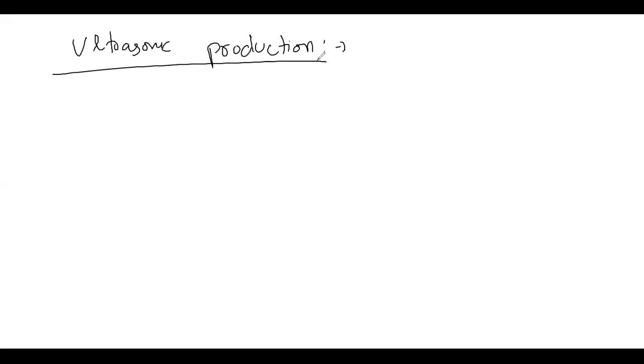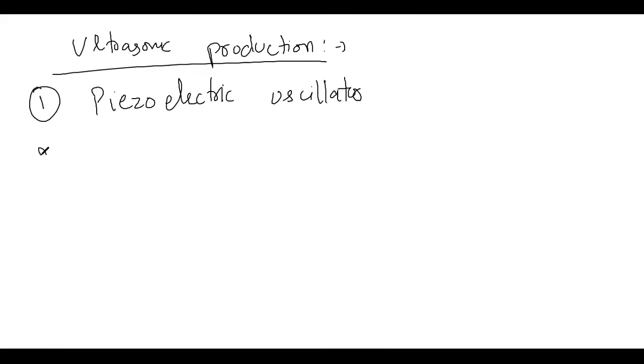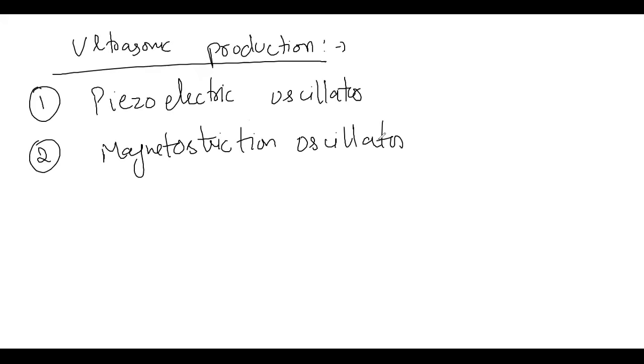So ultrasonic waves, how can we produce them? There are two ways for the production of ultrasonic waves. One is the piezoelectric transducer or piezoelectric oscillator. The second one is the magnetostriction oscillator. We'll talk about each one of them independently, a bit in detail.